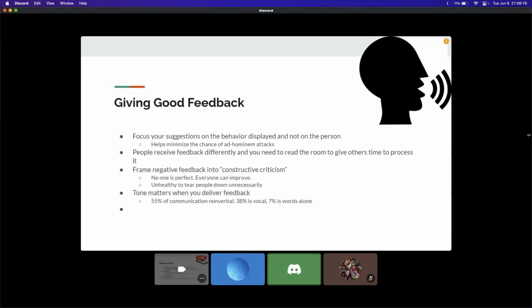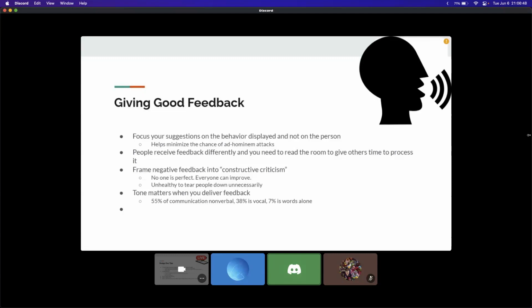And the third thing about giving feedback is there's both positive and negative feedback, but you want to frame negative feedback into constructive criticism because no one is perfect. Everyone can improve and get better. And the worst thing you could do to somebody is tear people down unnecessarily, right? If you're roasting somebody about, for example, how bad they are at JavaScript, you're not really helping them improve. You're really lowering their self-esteem and making them feel less incentivized to improve. So you want to turn negative feedback into constructive criticism.